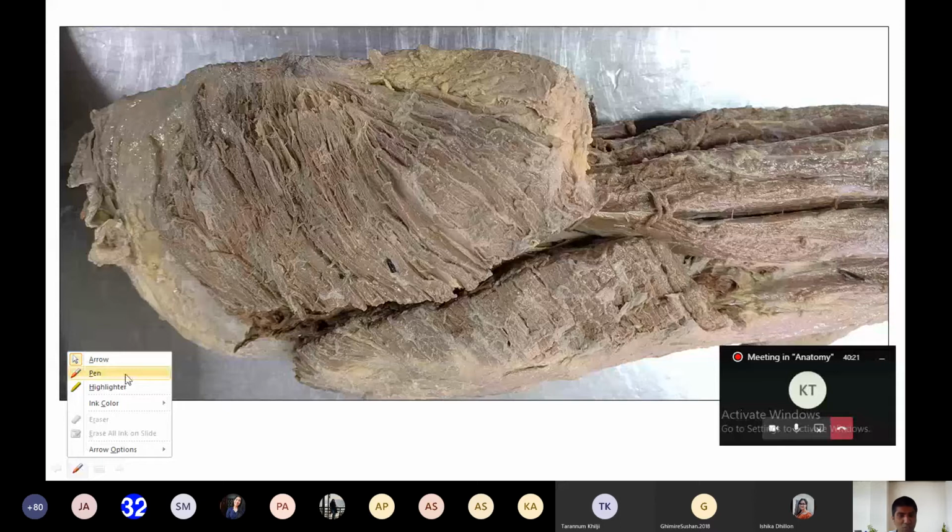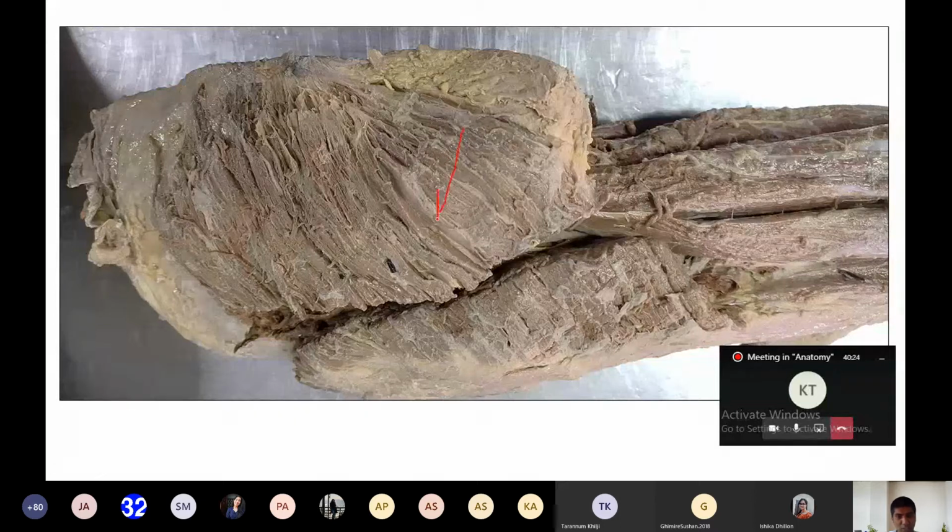Sometimes we'll ask a very simple question. We'll just put an arrow here and ask what is the superficial muscle here. I hope all 100 students can identify this muscle. You have seen this muscle enough in the dissection hall, in specimens like this. So this muscle is the gluteus maximus, the largest muscle of the gluteal region.